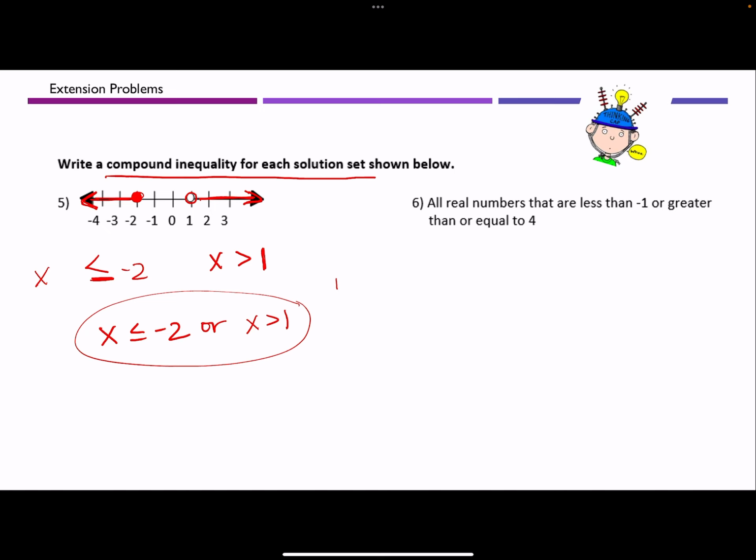And then in number 6, it says all real numbers that are less than -1 or greater than or equal to 4. So all numbers, that's like x, that are less than -1. So it's x is less than -1, or real numbers that are greater than or equal to 4. So x is greater than or equal to 4. There's my compound inequality that would represent that situation.